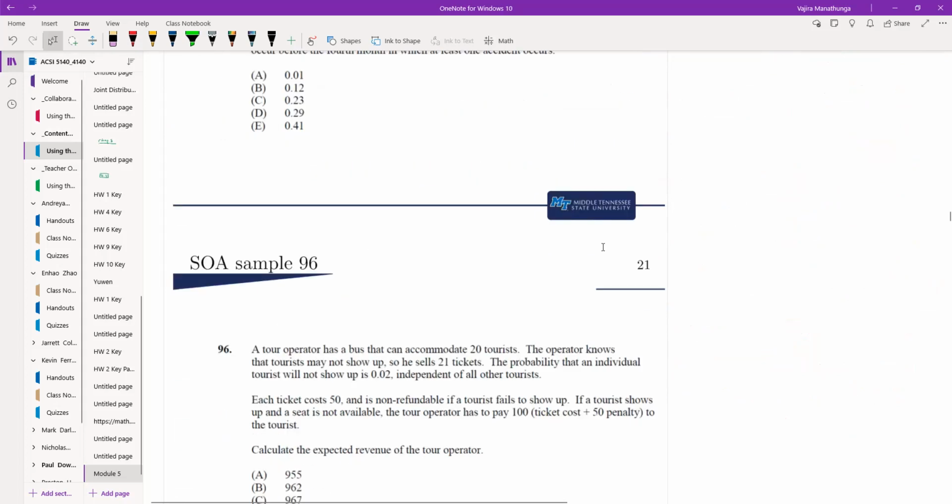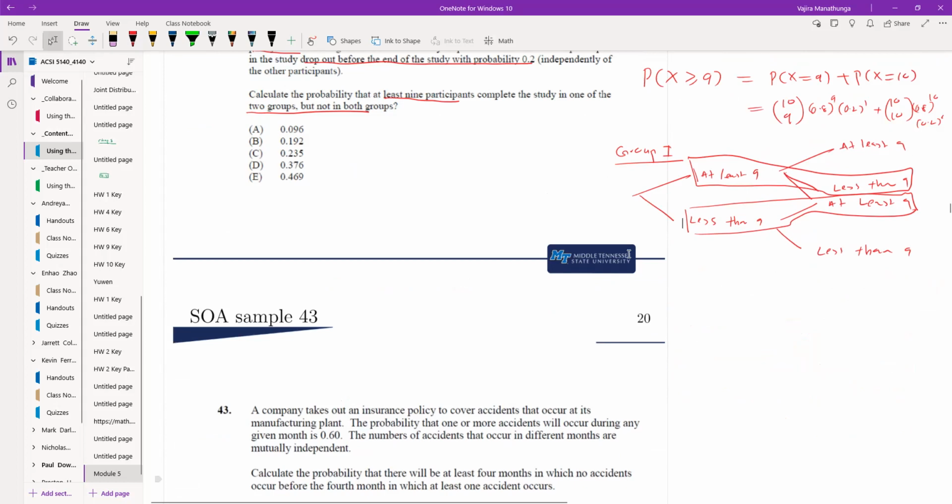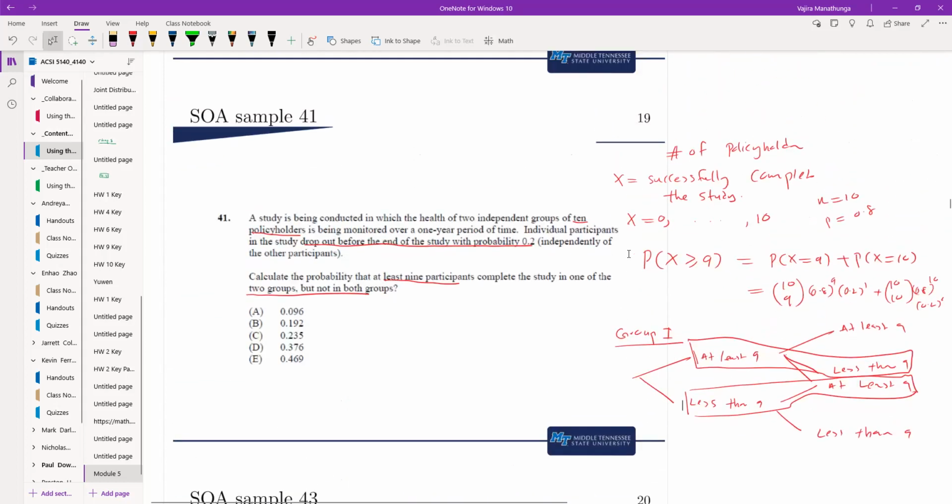The other 2 problems I will leave. If you don't know how to do it, or you need help, please post in the discussion board.